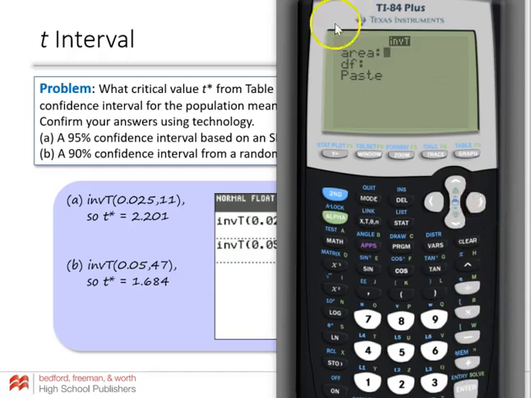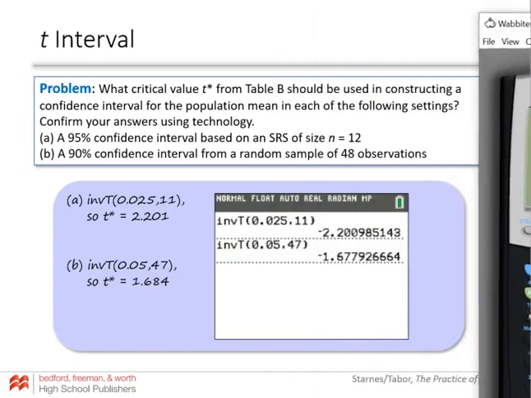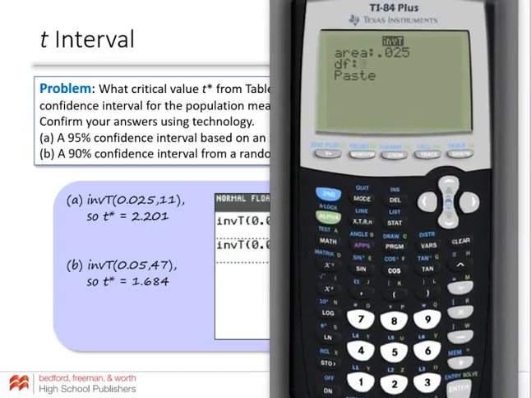Area is going to be the same as it was for 8.2. So if I want a 95% confidence interval, I have 5% left over, and I divide that in half. So I want 2.5%. And then for degrees of freedom, that's going to be n minus 1. So this is a sample size of 12. So with that sample size of 12, that means I have 11 degrees of freedom. And I hit paste. And again, just like with the normal ones, it gives me a negative number, but I'm going to use the absolute value. So I would use 2.201 here.